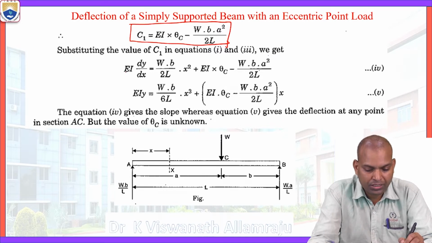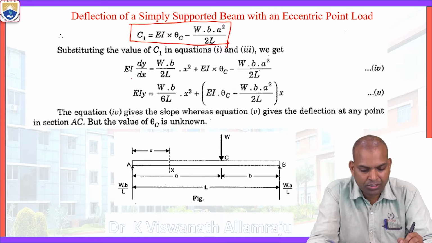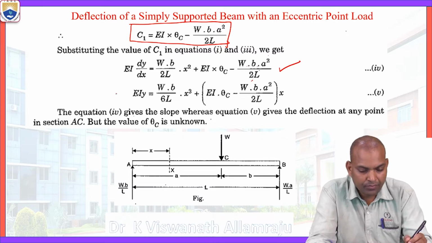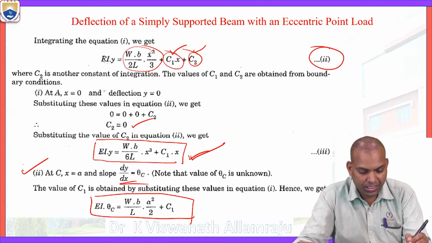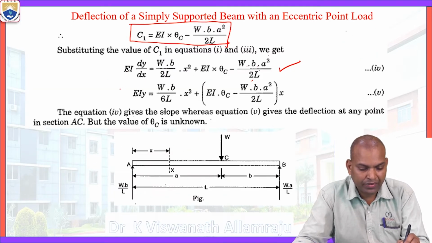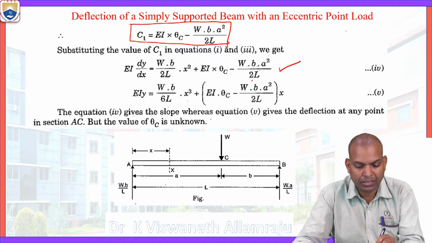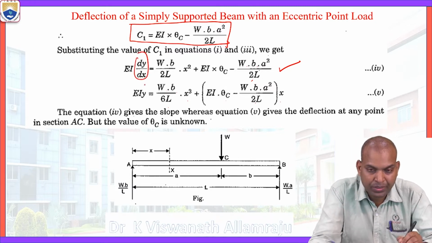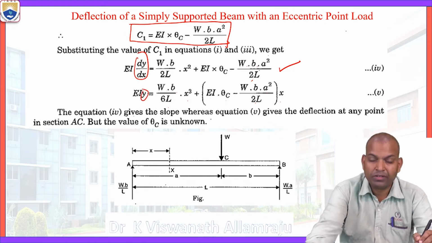Equation 4 is EI dy by dx equal to WB by 2L times x square plus EI theta c minus WB a square by 2L. Now the other equation, equation 3, if we substitute, then in terms of x, EI times y equal to WB by 6L x cube plus EI theta c minus WB a square by 2L times x. Now this equation is the slope equation and this is the deflection equation.